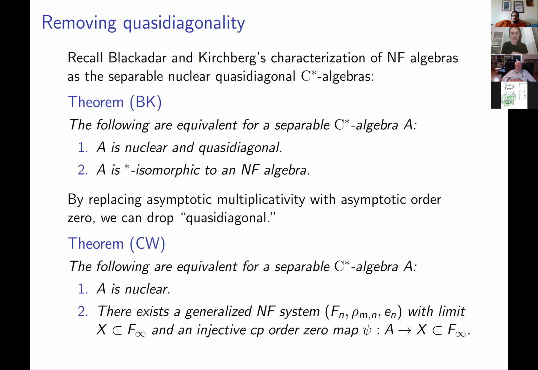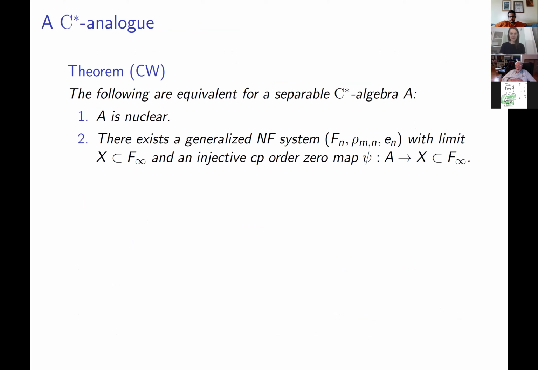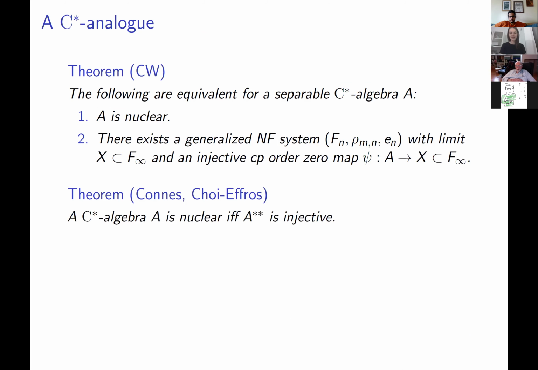Right, so what we can say then is that a separable C-star algebra is nuclear if and only if it can be realized as the limit of a generalized NF system. So we don't get to say something like a star homomorphism, because the limit of the system might not be a star algebra, but this injective CPC order 0 map is really the one-to-one correspondence that one can get in this sort of situation. And so this is the statement of the theorem again.